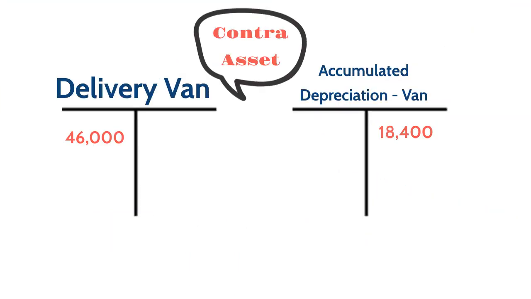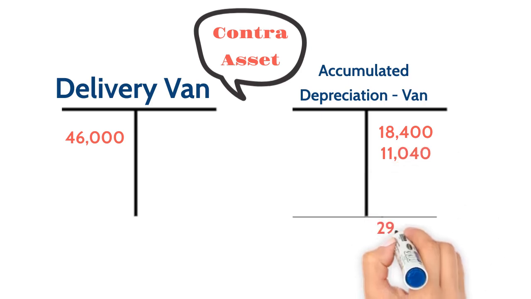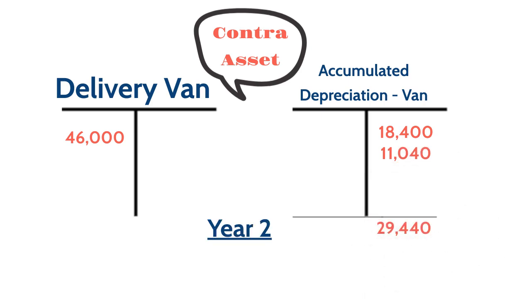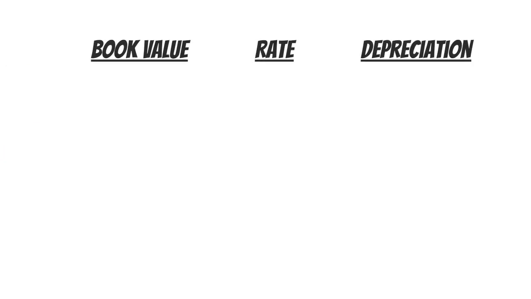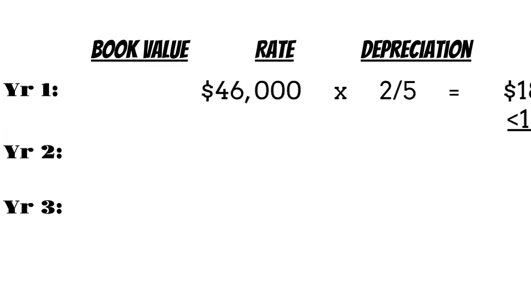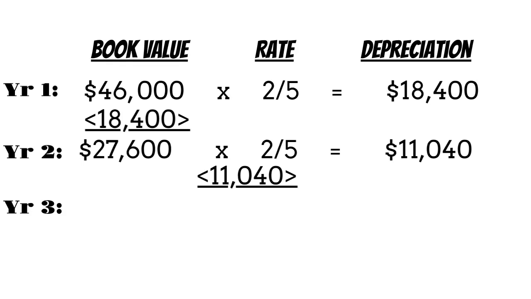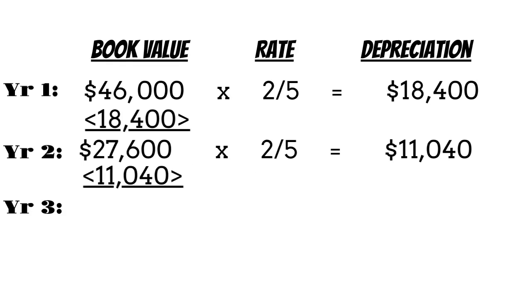After we prepare our depreciation entry for the year, you can see that accumulated depreciation is now $29,440, making the book value $16,560 at the end of year 2. Before moving into our third year calculation, let's look at this information a little differently. Year 1 and 2 we just completed, multiplying the current book value by the DDB rate to come up with the depreciation for the year.